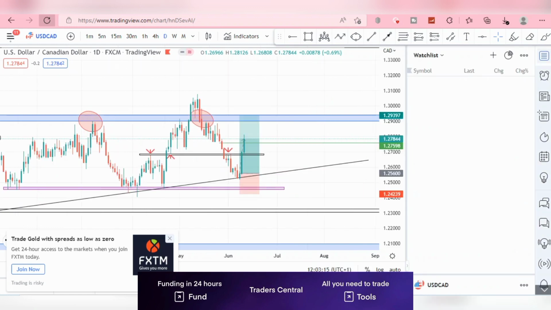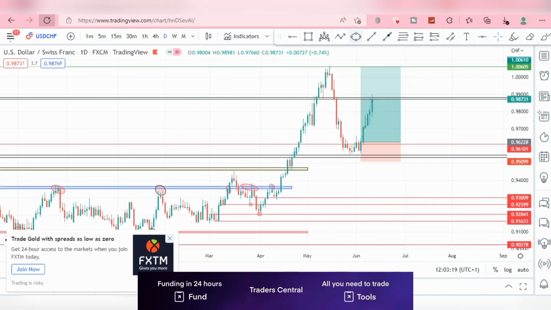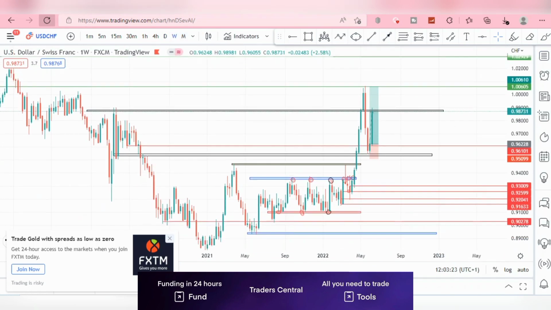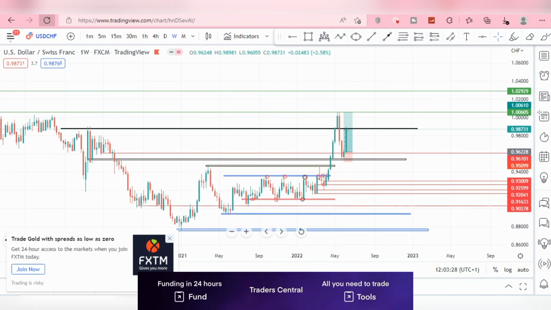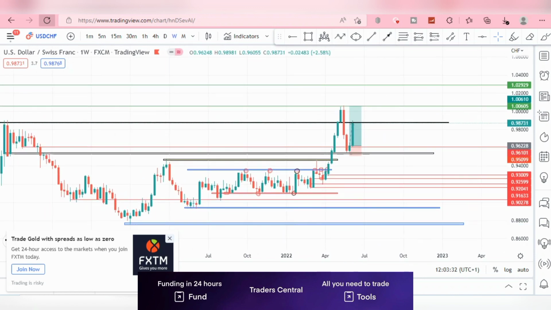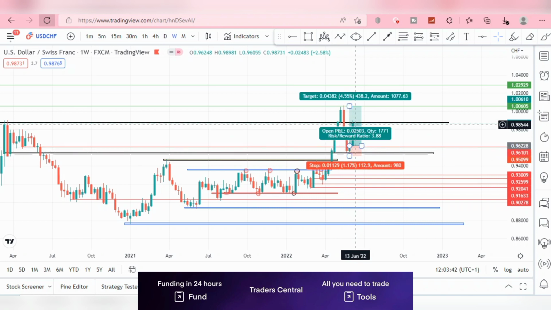Next, I'm going to talk about my analysis for USD Swiss franc, and again, I'll be looking at it from the weekly time frame and work my way down to the 4-hour time frame. Now, on the weekly time frame, we can see that price has rejected off this key level of support here around the 0.95 area, and now heading towards the upside.